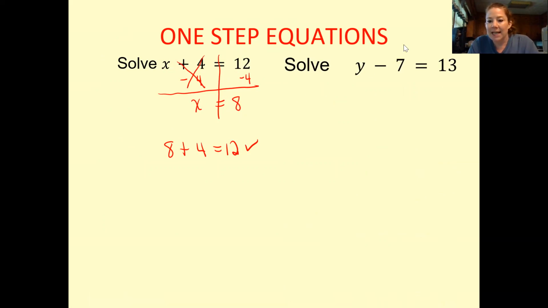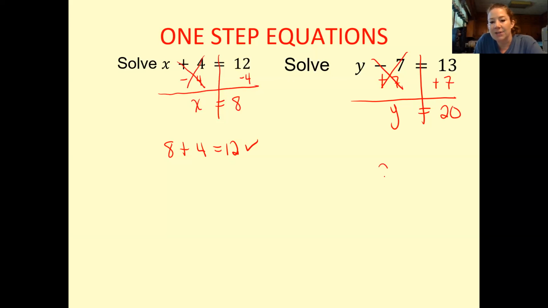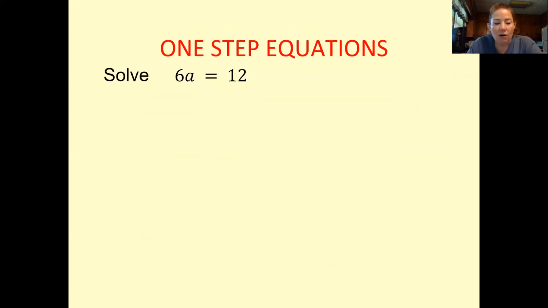What is being done to our variable y? Well, from y is being subtracted 7. So we're going to do the opposite. We're going to add 7. And so I got rid of this section. So I bring down my y. So 13 plus 7 is 20. And then if I double check my answer, does 20 minus 7 equal 13? Why, yes, it does.